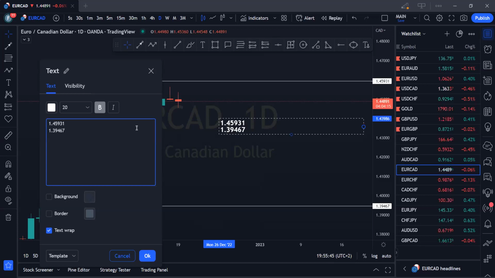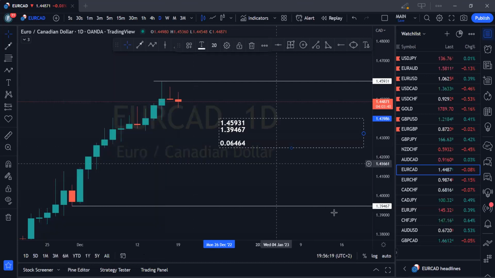So 1.45931 minus 1.39467. Okay, so once we subtract, we are going to get 0.06464. So this is the value subtraction.